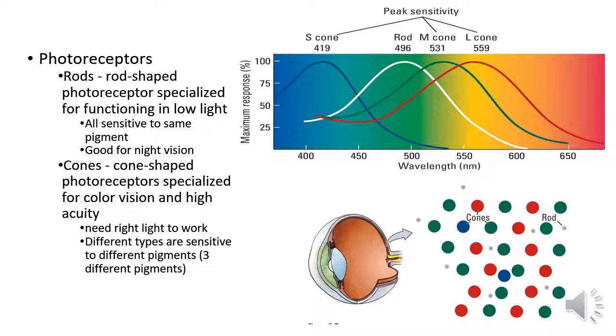And then cones are literally cone-shaped photoreceptors that are specialized for color vision and high visual acuity, so seeing a lot of detail. And when we focus on something, this is in our fovea, so this is cones picking up on that. Cones don't work very well in low light, and this is one of the reasons that you don't see color when it starts to get dark. Everything looks like the same color. This is because our cones are not working. And then different types are sensitive to different pigments, 3 different pigments, and we'll talk about that a little bit later.